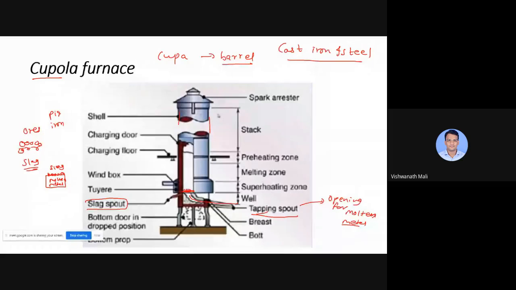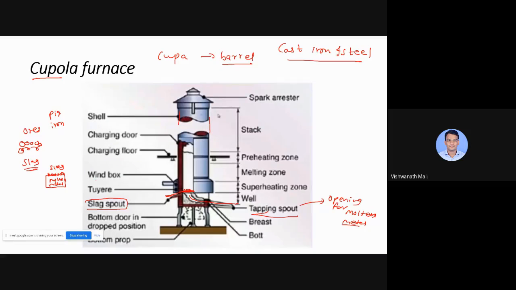So first of all, by opening the slag spout, we get the slag out first. And once we remove the slag, then we go for opening the tapping and we remove the molten metal. Okay.